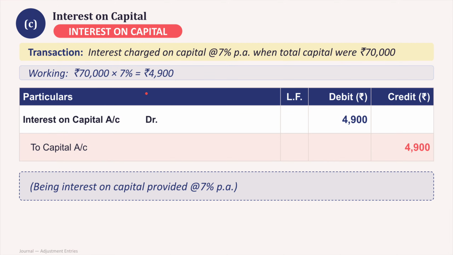Next, interest charged on capital at 7% per annum when the capital was 70,000. So directly they have not given for any month, so directly per annum you have to charge interest, 70,000 into 7%, which is 4,900. So interest on capital is a kind of expense from the business perspective. So interest on capital account debtor to capital account, you will debit 4,900 and credit 4,900. Okay.